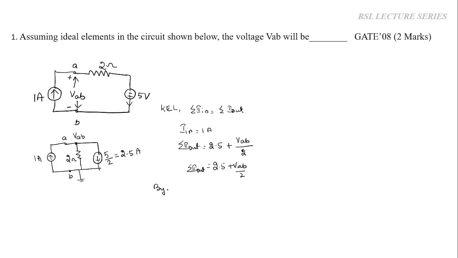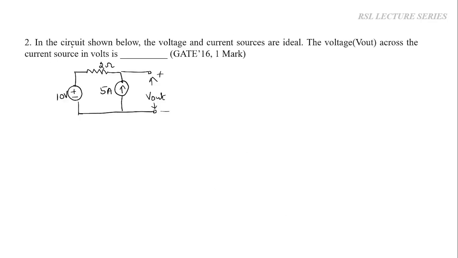By KCL, we can equate these two. That is 2.5 plus VAB by 2 equal to 1. Or we can write it as VAB by 2 is equal to 1 minus 2.5, which is equal to minus 1.5. On the left hand side, we have VAB by 2. So this can be written as VAB is equal to minus 1.5 into 2, which is nothing but minus 3 volts. So this is the answer. This is a simple straightforward question. Now we'll solve the second one.